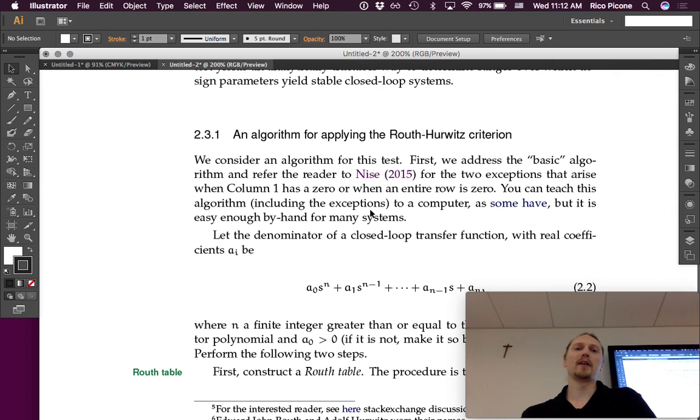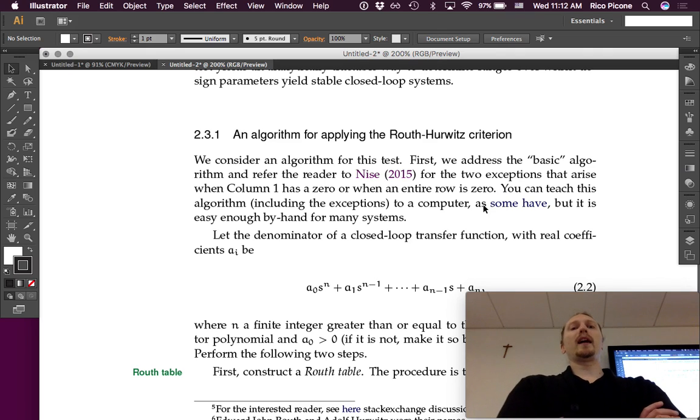You can teach this algorithm, including the exceptions, to a computer, as some have. So this is a MATLAB script that's pretty nice. It's up on the web and allows you to do this. MATLAB doesn't have a built-in, even in the control systems toolbox, to my knowledge, to do this test. So there is somebody out there who built one that's pretty nice. It's up on the web. But it is easy enough by hand for many systems. So that's why we're going to learn how to do this by hand.